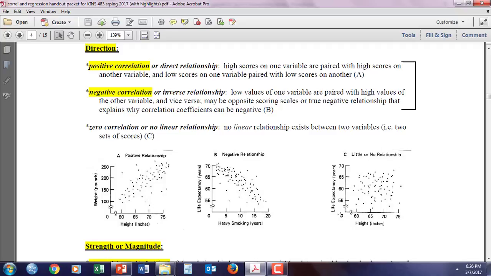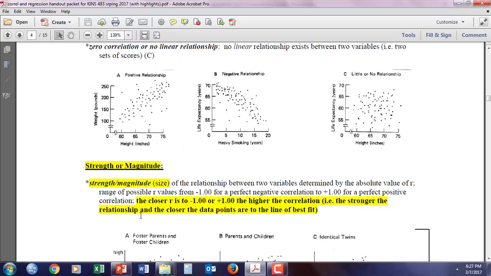There's pretty much zero correlation between the two. Tall people, short people, moderate people. There doesn't seem to be a strong relationship between life expectancy and height. There is, on the other hand, a fairly strong inverse relationship between how many years you've been heavily smoking and your life expectancy. As expected, this is a negative or indirect relationship. And the positive relationship is shown here between your height and your weight. Taller people tend to weigh more.